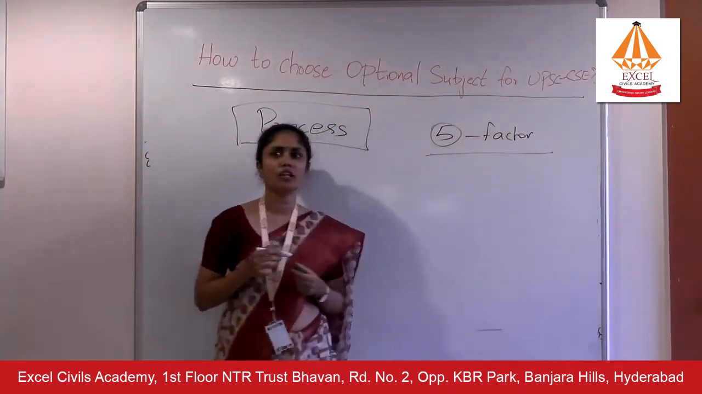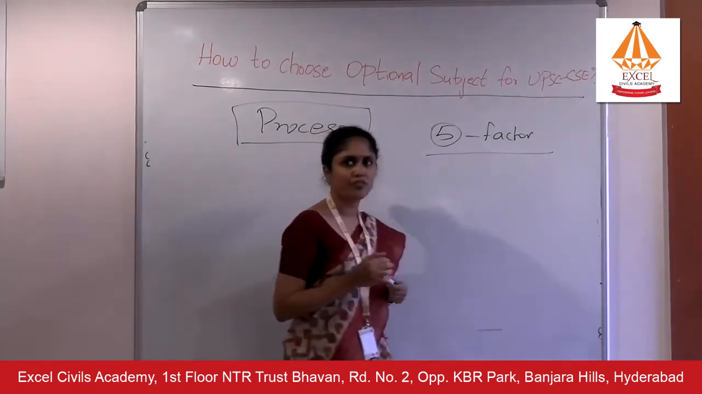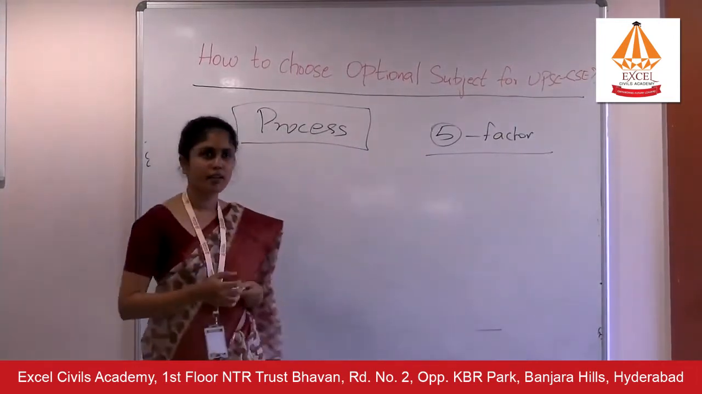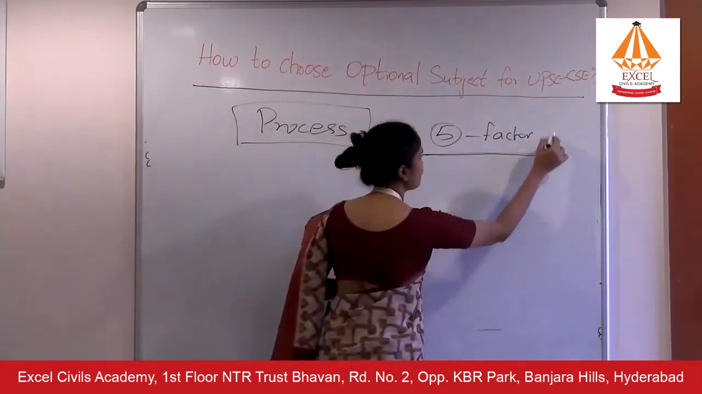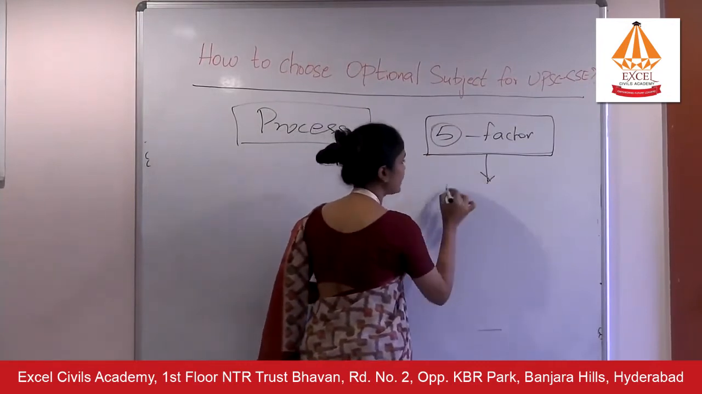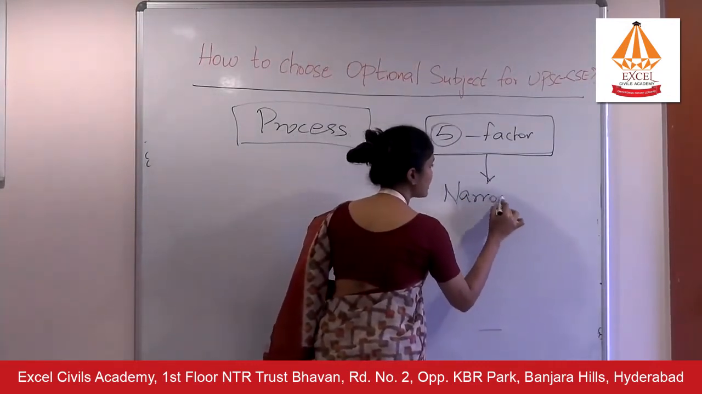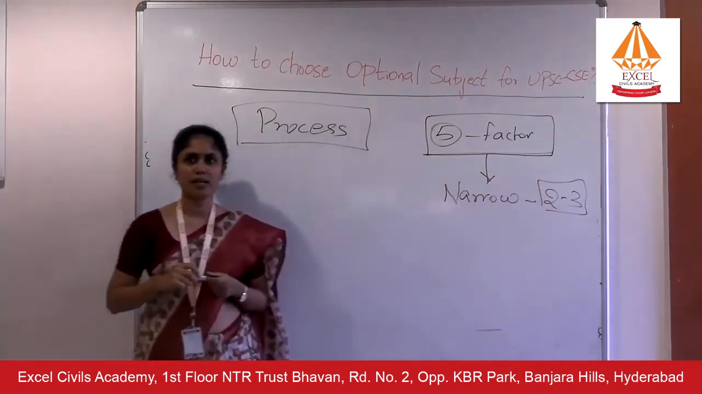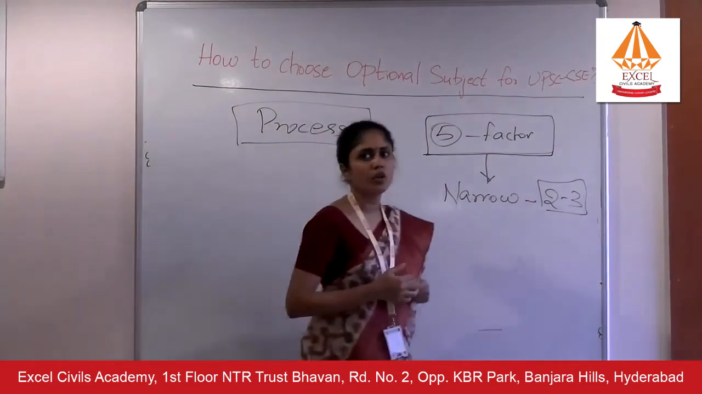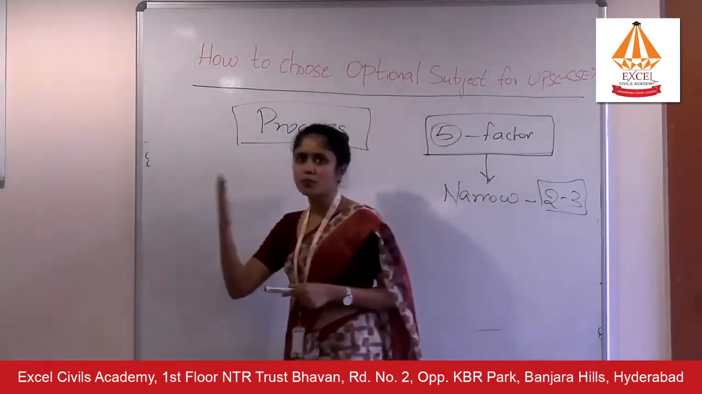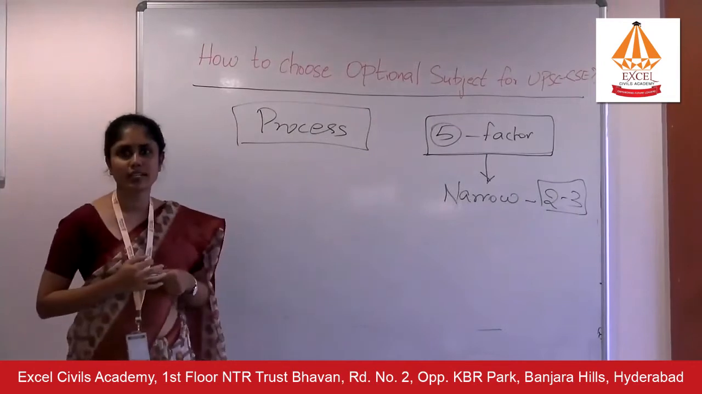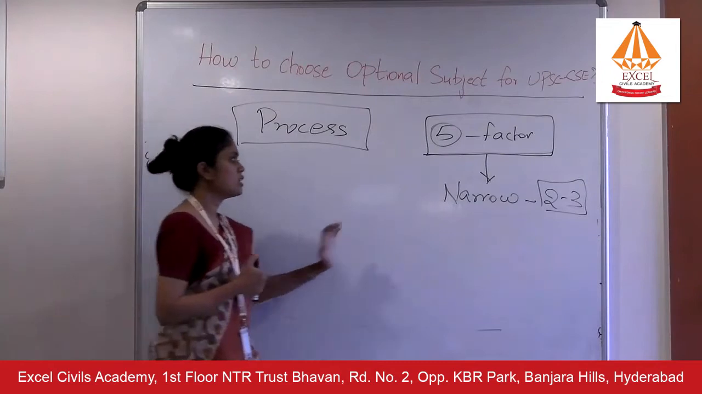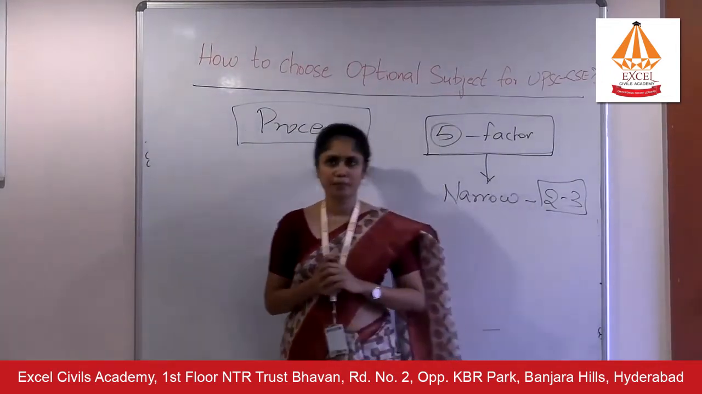After evaluating all the optional subjects, go through the UPSC notification, see all the optional subjects which UPSC is offering to candidates, and evaluate those optionals along these 5 factors and narrow down your choices to 2 or 3 optional subjects. Because I cannot advise you in choosing one optional or the other. It is an individual decision that you have to take after analyzing your own strengths and weaknesses. So narrow down your choices to 2 or 3.